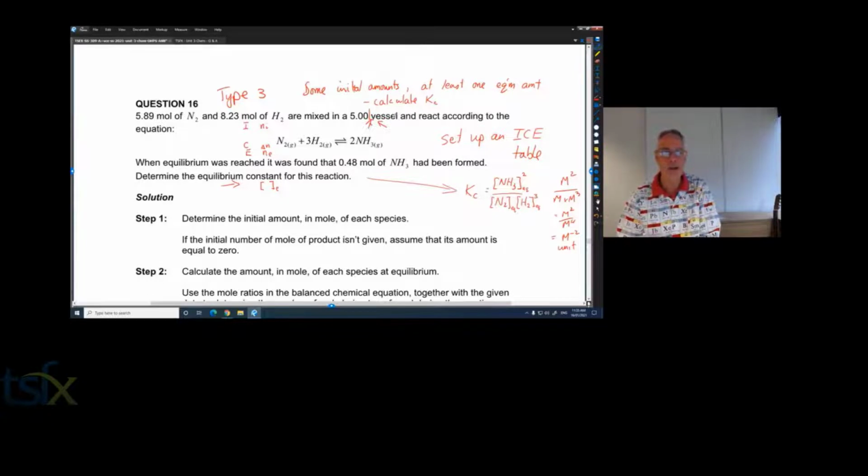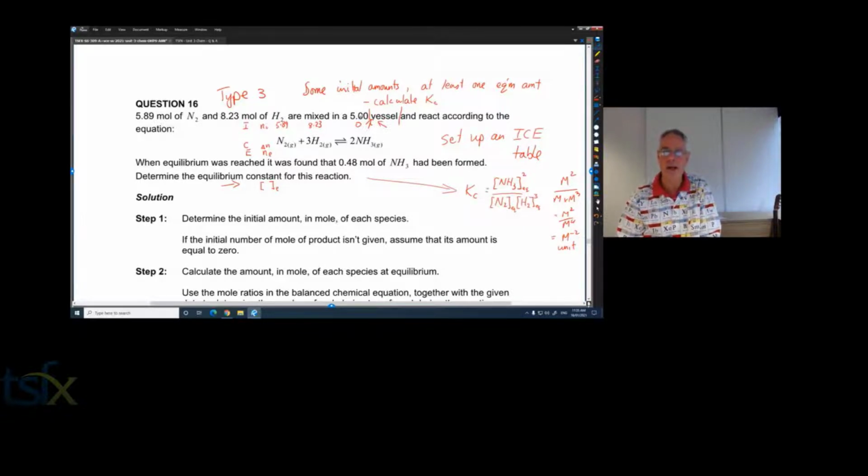And they react according to the equation. Okay, there's effectively a full stop there. They didn't put any ammonia in, they just mixed the reactants. It will come to equilibrium. What do I know? I know the initial mole of N2, put it in, 5.89. I know the initial mole of H2, it's 8.23. I don't know the initial mole of NH3, but reading the question, it sounds like 0. If there was meant to be some initially, they would have told you.